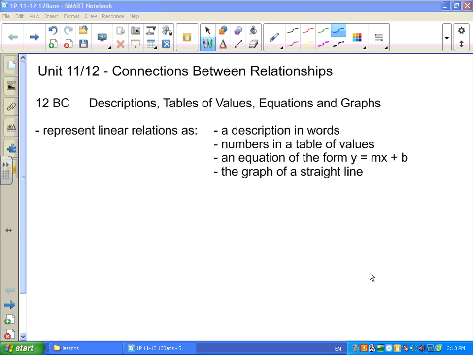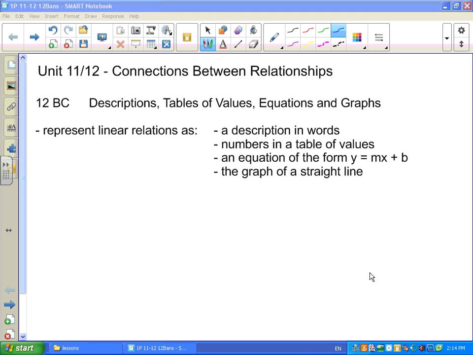is we want to be able to represent a linear relation as a description in words, as a set of numbers in a table of values, as an equation of the form y equals mx plus b, and as the graph of a straight line.